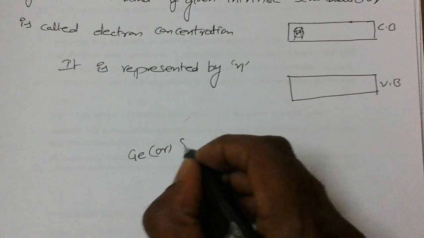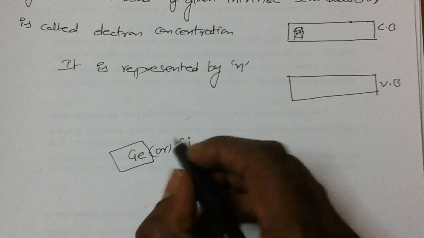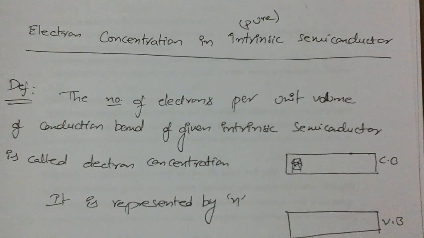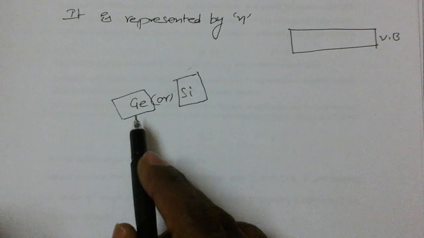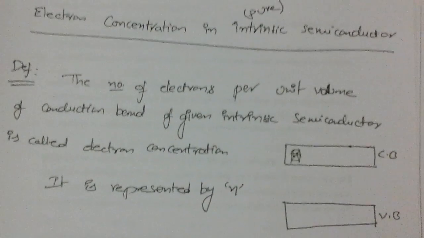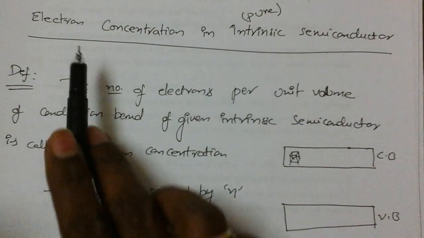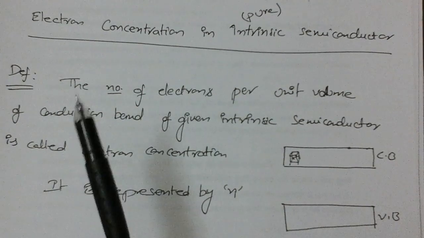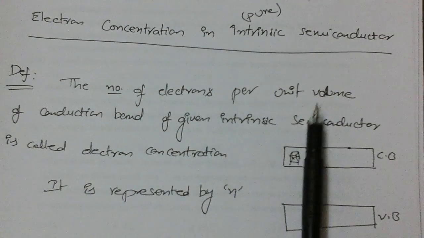or silicon. The semiconductor which is prepared by only germanium, or only silicon, is called a pure semiconductor. In this pure semiconductor, germanium or silicon, we have to find, we have to calculate the electron concentration. So what is electron concentration? The number of electrons per unit volume.